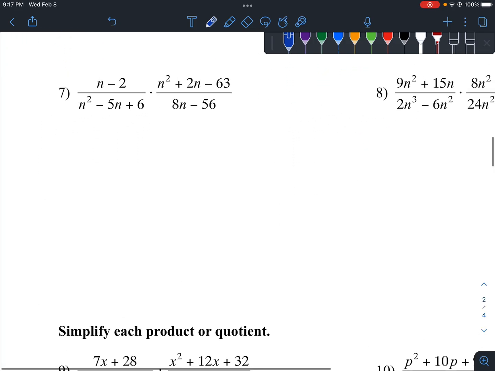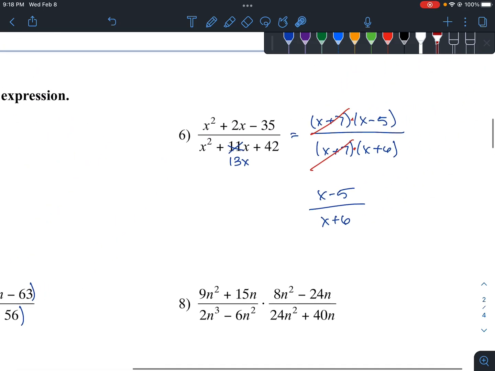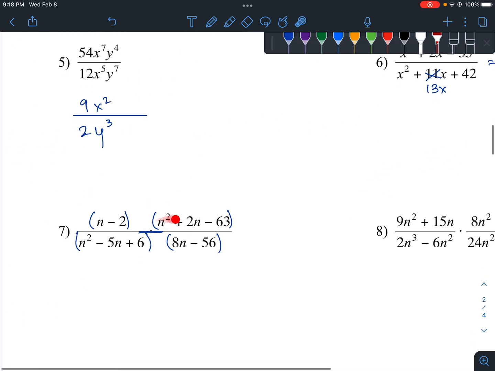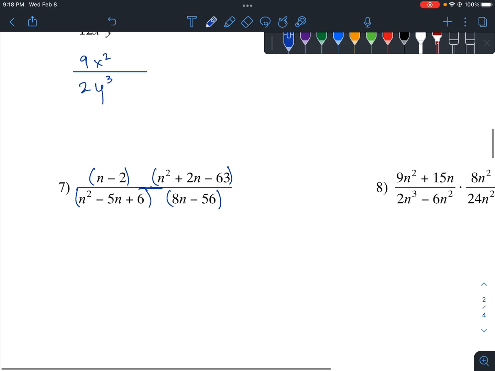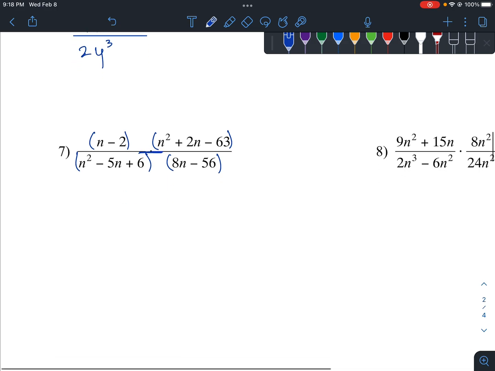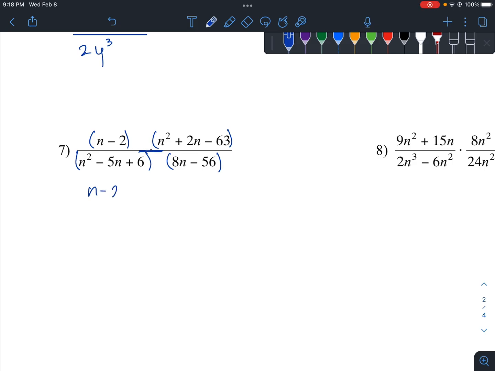Okay, for 7, again, I see that I'm multiplying, which really doesn't mean too much to me with rational expressions. So I can just write it all as one rational expression, and then I can do the same thing that I did up here. But I just need to factor everything that I see. So that can't be factored, but all three of these can be factored, so I'm going to factor them. So I need two numbers that multiply to be 6 and add to be negative 5. So I still have n minus 2 on the numerator, but then I'll have n minus 2 and n minus 3, because those add to be negative 5 but multiply to be positive 6.